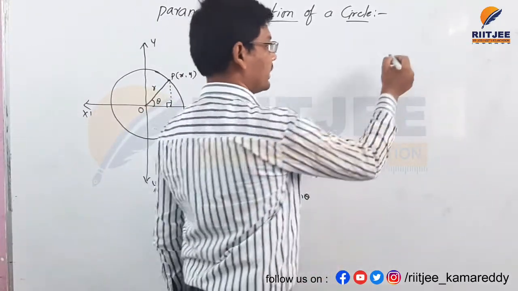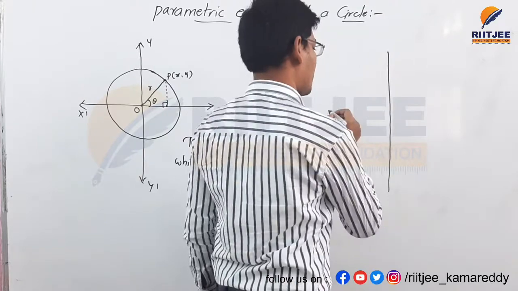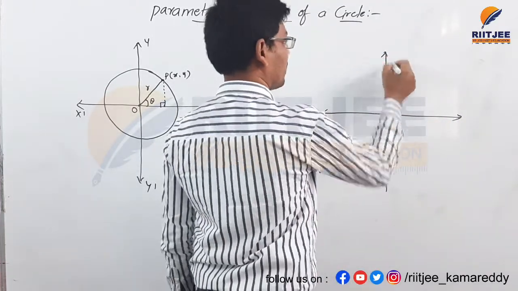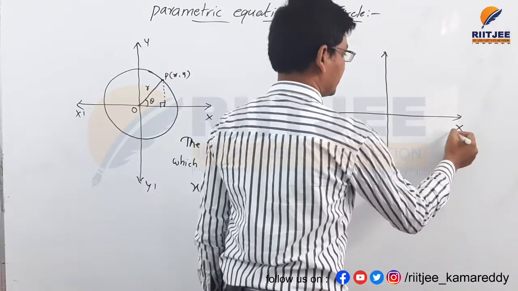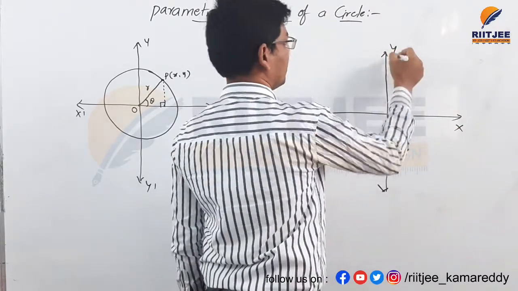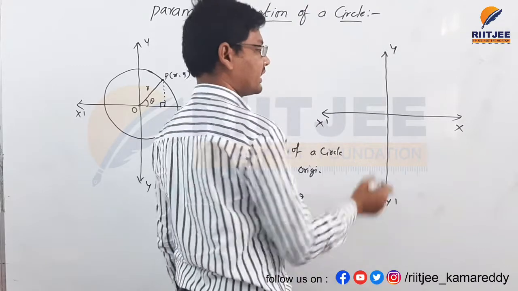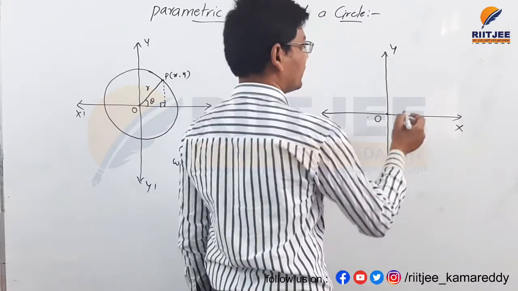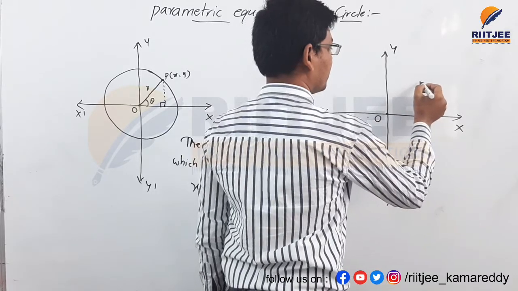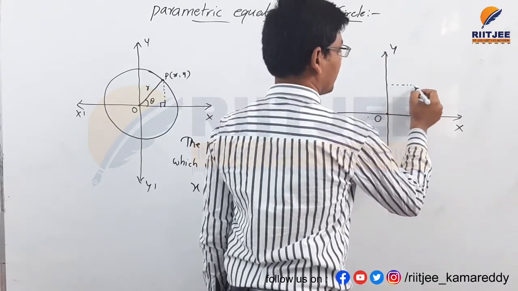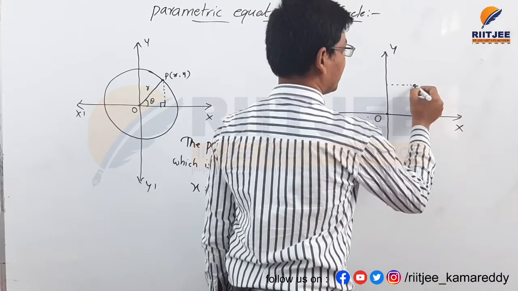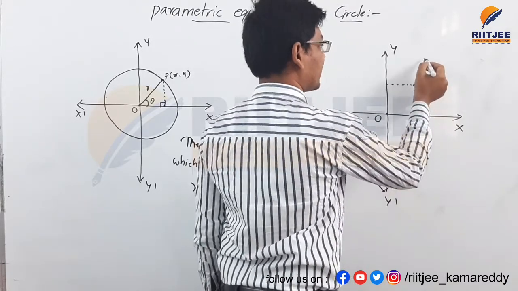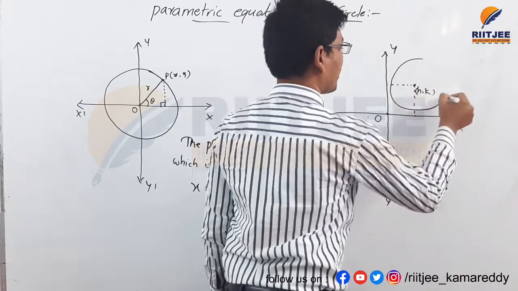And if a circle is having a different center on the coordinate axes x dash, y dash, here this is the origin O, and with a center h comma k on the coordinate axes, this is the center h comma k, and with this h comma k I am drawing a circle.